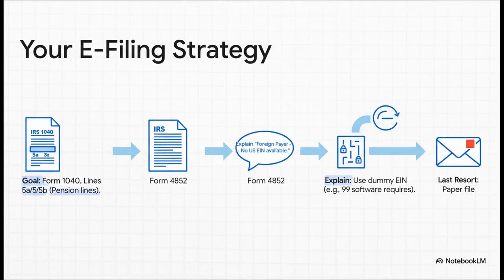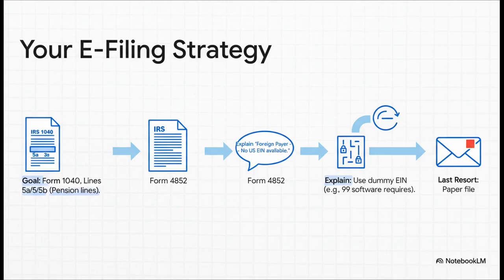So here is your step-by-step game plan. Your number one goal is to get this income showing up on lines 5A and 5B of your main tax form, the 1040. To do that, you're going to use Form 4852 in your software. In the explanation box on that form, you just tell the truth. Foreign payer, no US EIN available.